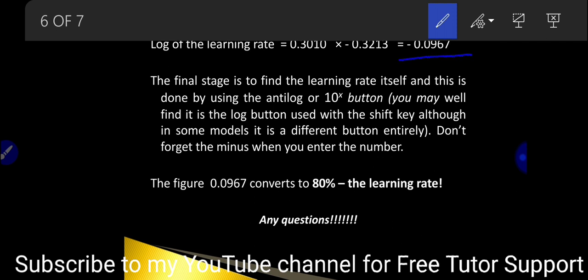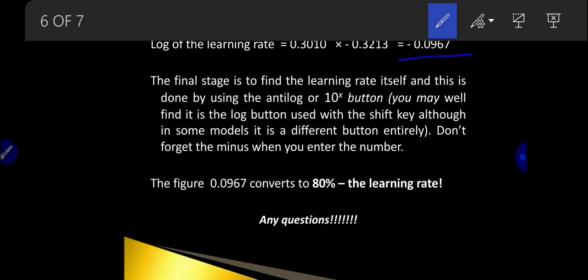But that's not our learning rate. After getting that log of the learning rate value, remember the learning rate has to be expressed as a percentage or as a decimal. And it can't be negative, of course. So in this case, you have to anti-log negative 0.0967 to come up with the decimal, which you can convert to percentage.